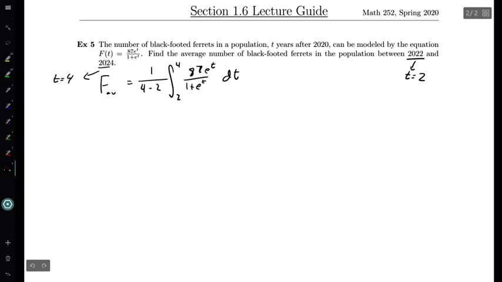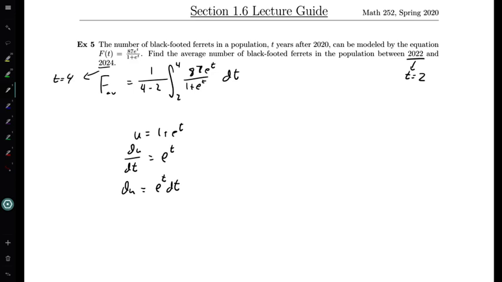So as with the previous example, we maybe want to recognize that I've got this e to the t dt here, and that is the derivative of the denominator, of this 1 plus e to the t. So I want to let u equal 1 plus e to the t, so that du dt is e to the t, and du is e to the t dt.